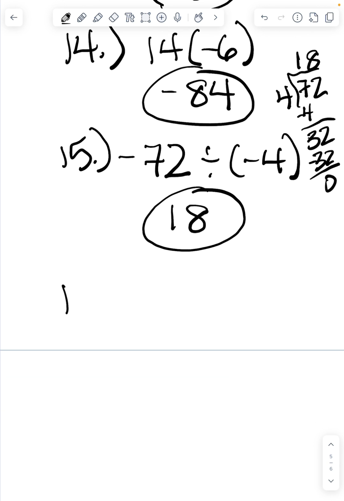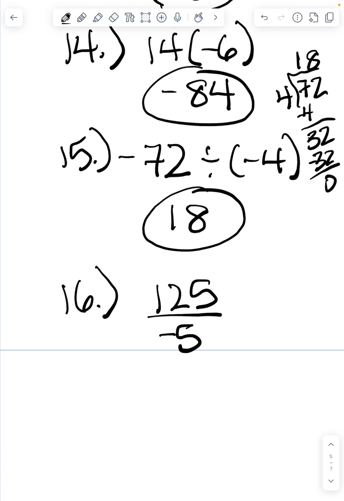Number 16. 125 divided by negative 5. Same thing here. I don't mind if you do 125 divided by 5 on a calculator. No problem at all. If you don't have a calculator handy, don't waste time staring at it.